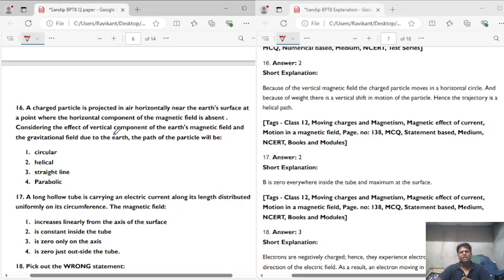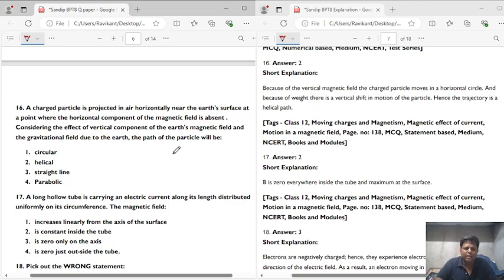Question number 16 says a charged particle is projected in air horizontally near the earth's surface at a point where the horizontal component of the magnetic field is absent. Now considering the effect of the vertical component of the Earth's magnetic field and the gravitational field due to Earth, the path of the particle will be.